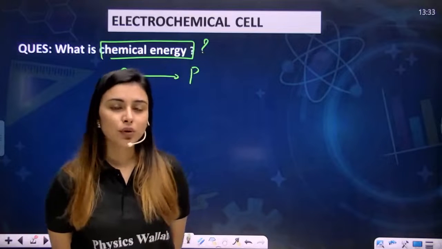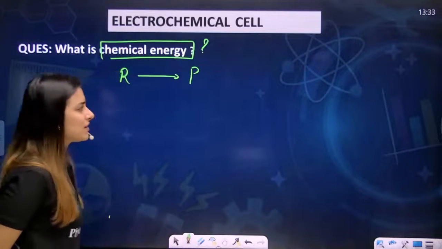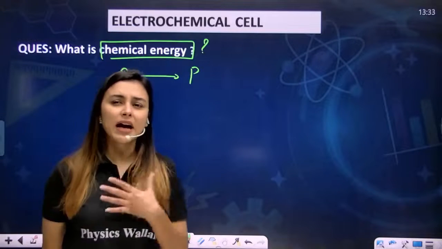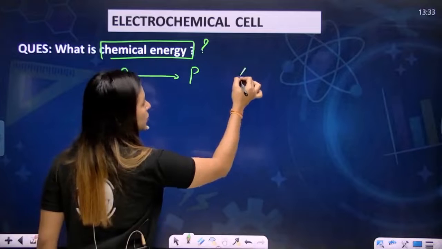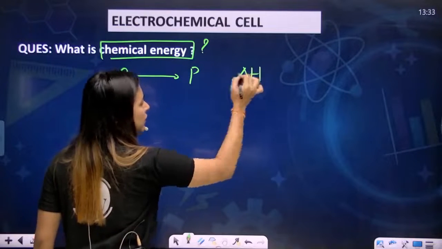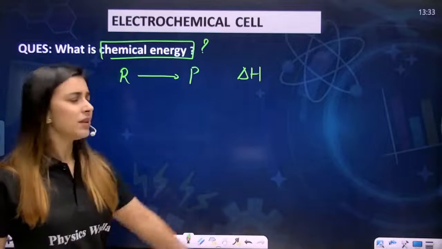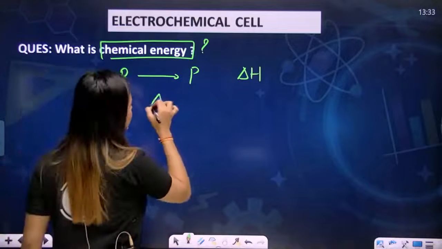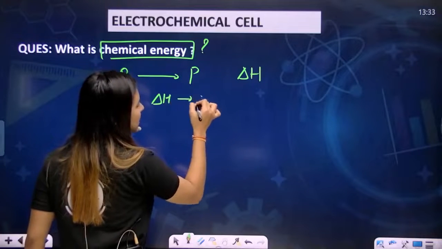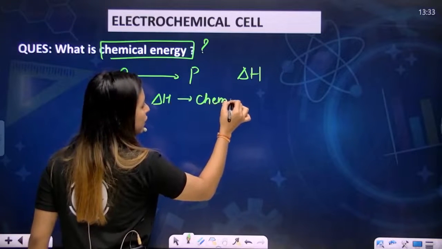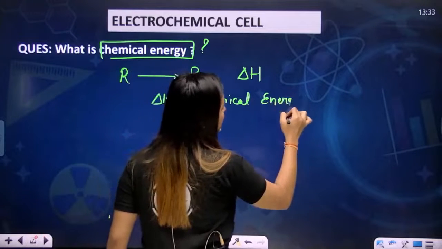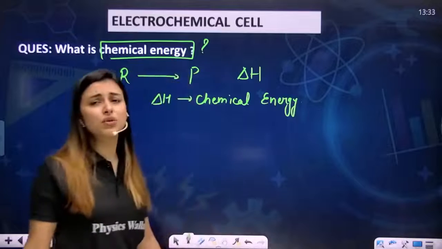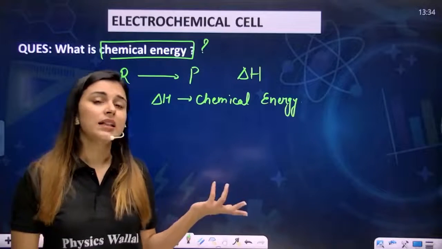Now, what I am guessing your answer would be is that whenever we talk about a reaction, we see a delta H value written here. So ma'am, what is this delta H value? This might be the chemical energy, because for every reaction there is a delta H value, and that is its chemical energy. This is the thing that every student might think. This is the answer that we get, right?